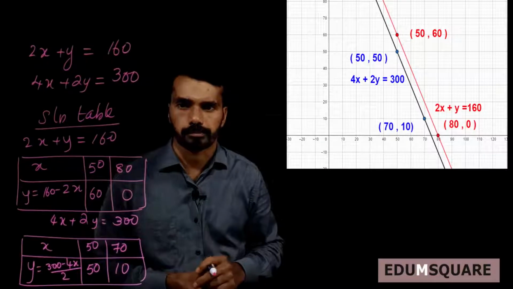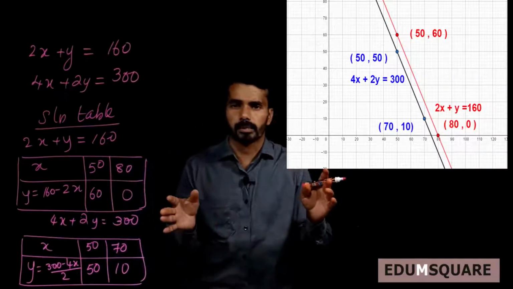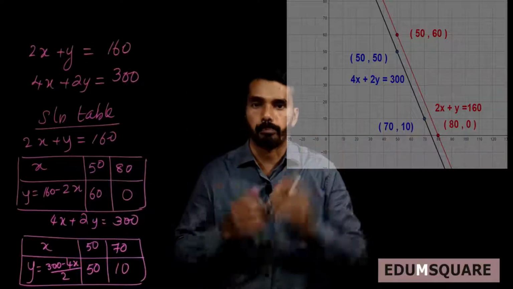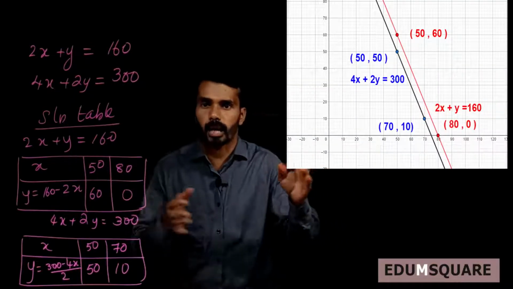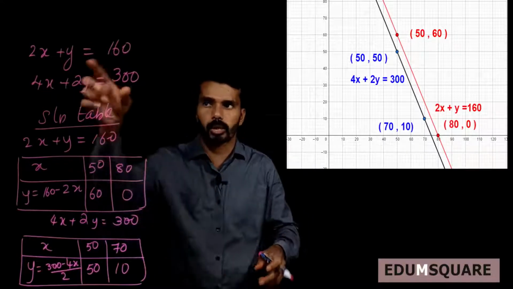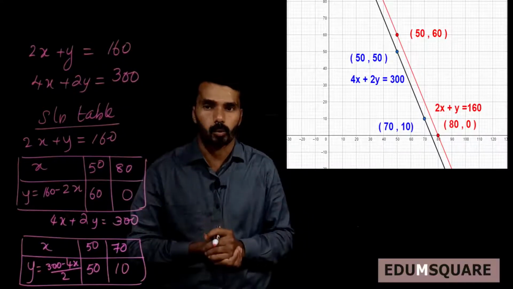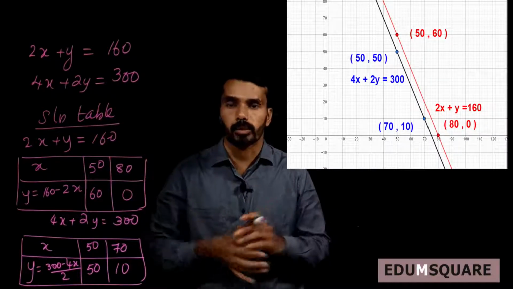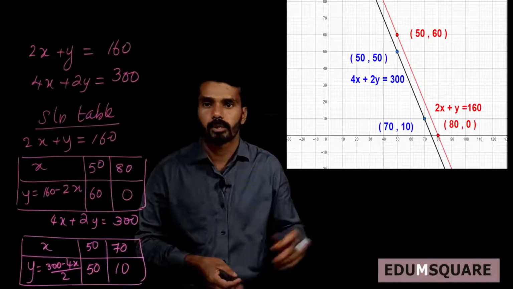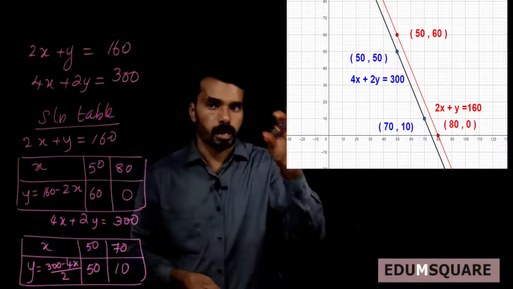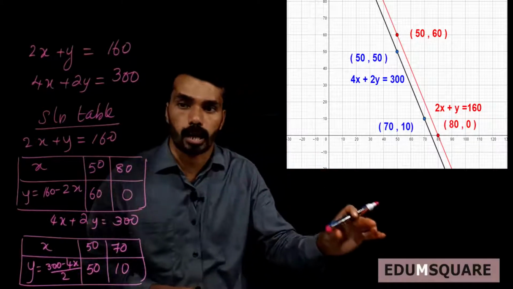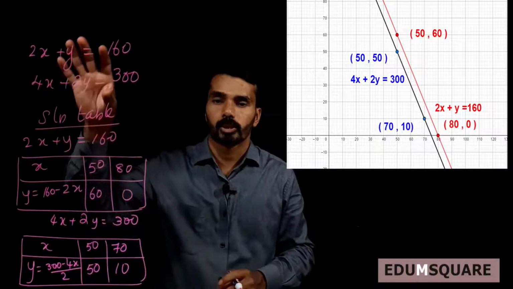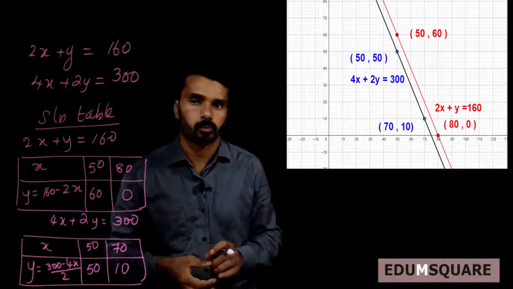This is the line. Here let's see that these two lines never intersect, which means they are parallel. The lines representing these two equations, 2x plus y is equal to 160 and 4x plus 2y is equal to 300, never intersect, which means yes, they are parallel. These two lines are parallel. This is the geometrical representation of these two linear equations in two variables.